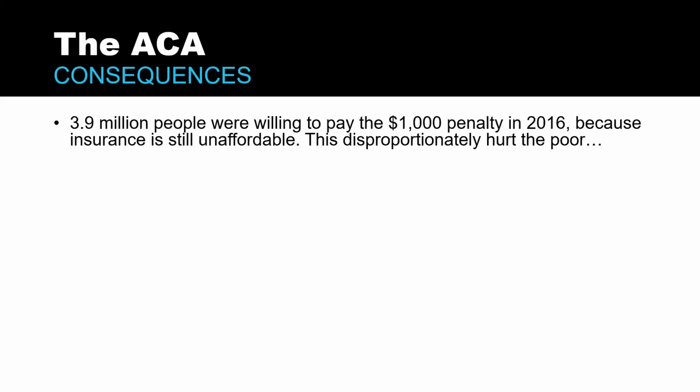And then the consequences. So some of the financial consequences included that 3.9 million people were willing to pay the $1,000 penalty because insurance was still unaffordable. So these are people who, they'd rather lose $1,000 than pay into the system. But these are also the people who don't want to pay into the system because they can't afford the system. So making a financial penalty for people who cannot afford something is kind of counterintuitive. And so this disproportionately hurt the poor and made several people upset.